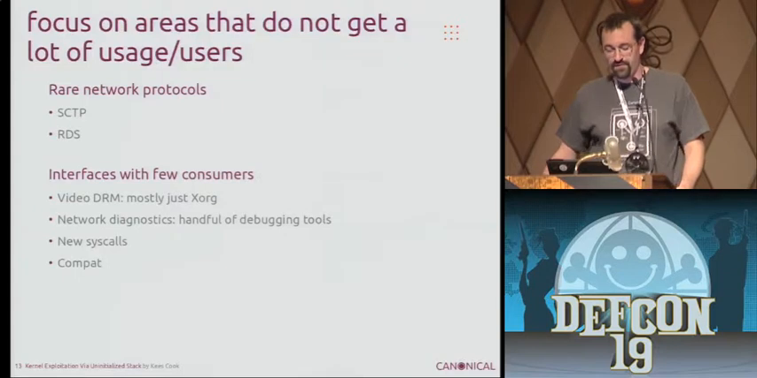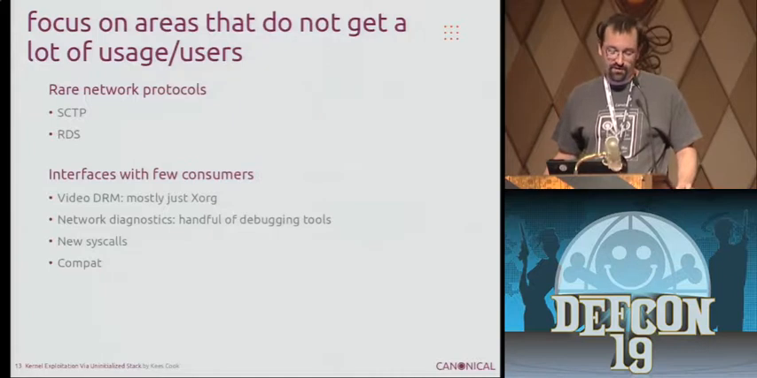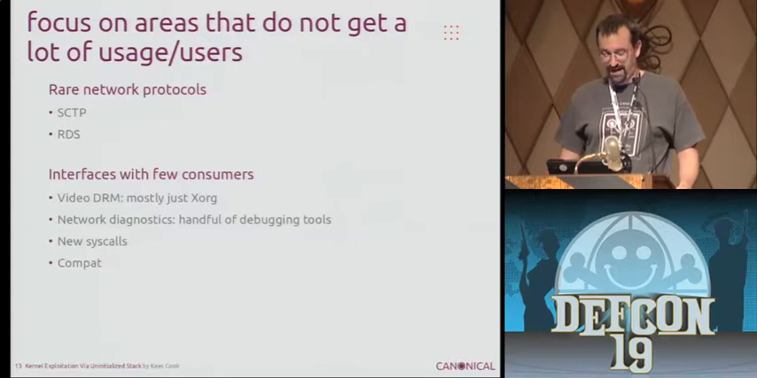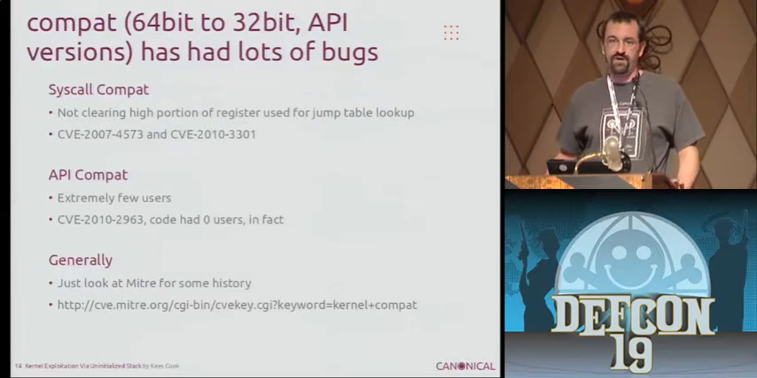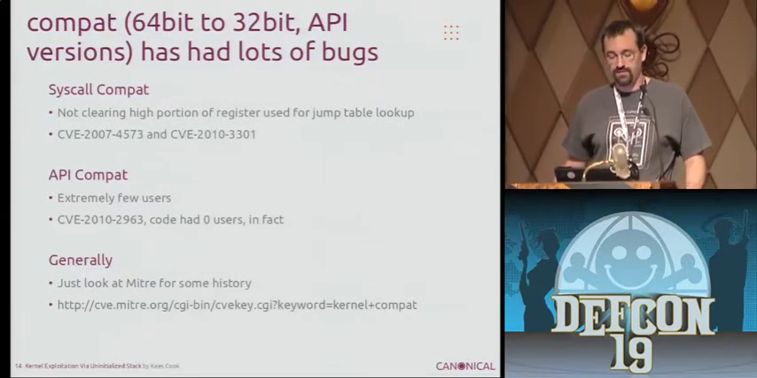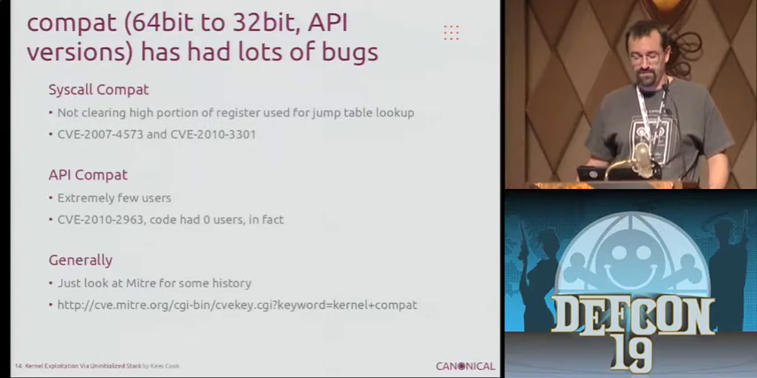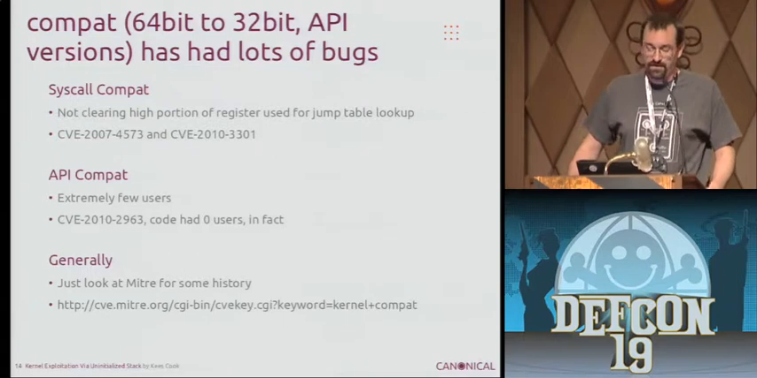So I tried to focus on areas that didn't have a lot of usage or users. There have been plenty of vulnerabilities in rare network protocols or interfaces with not a lot of consumers, especially compat. When you're dealing with running 32-bit on a 64-bit, or you have different API versions like the Linux for video stuff, there's a lot of issues. In fact, the issues are so bad that you have severe problems come back.